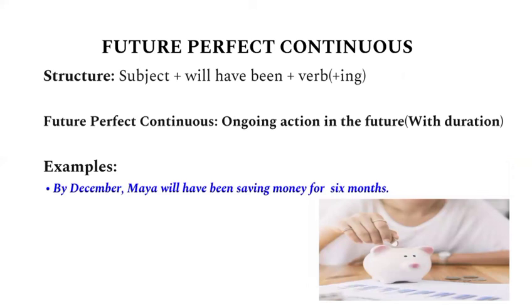Next, future perfect continuous. Now in the previous tense, the focus is on the money. Instead, if we want to focus on the amount of time, then we can say by December, Maya will have been saving money for 6 months. That is, she will have finished 6 months of saving and will continue saving money. This is the future perfect continuous tense. We use it to talk about an ongoing action that will be in progress in the future and also to mention the duration of that action at a particular time. We make this tense with subject plus will have been plus verb-ing.